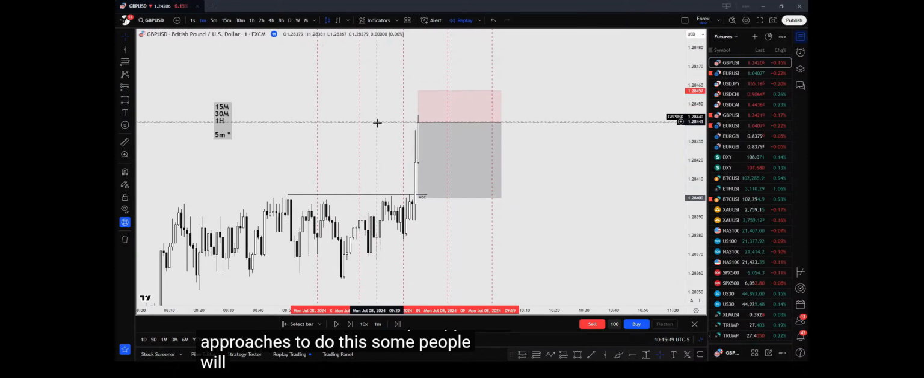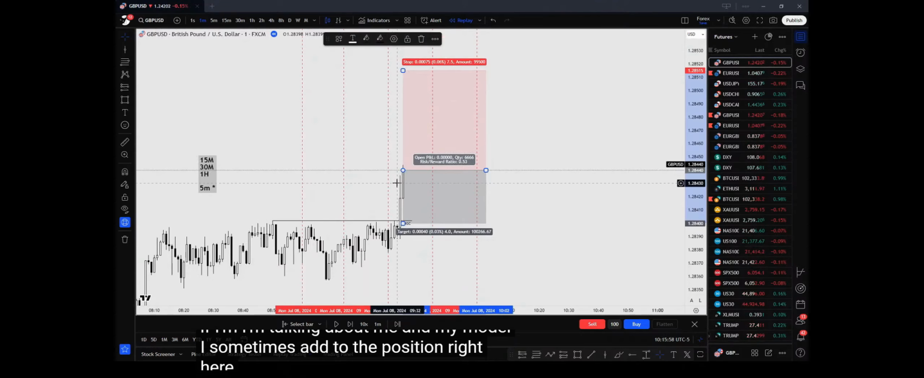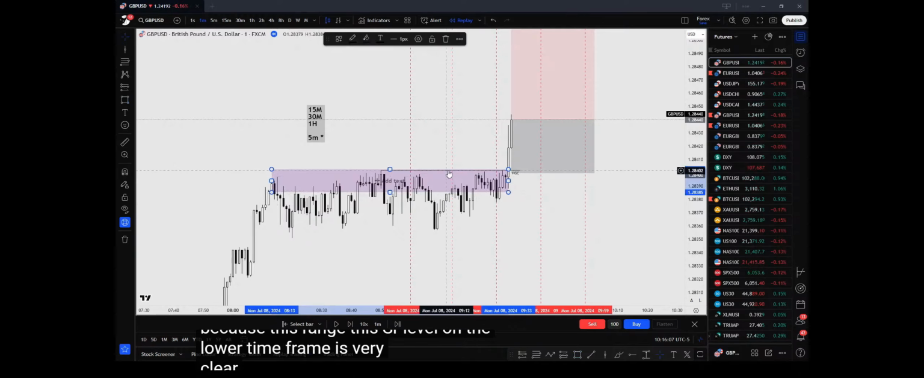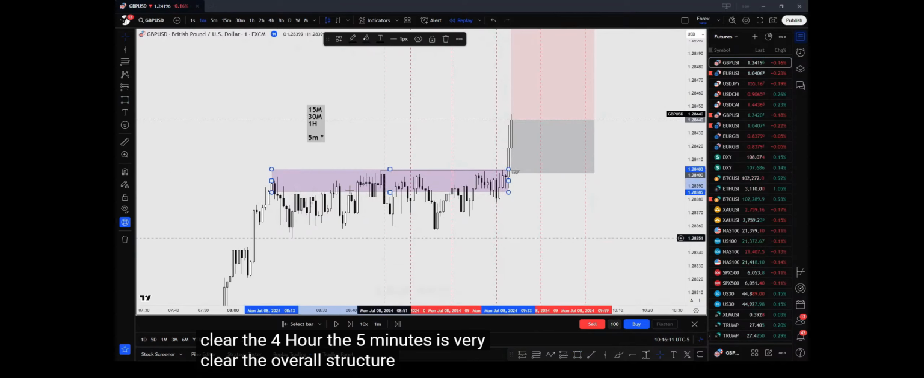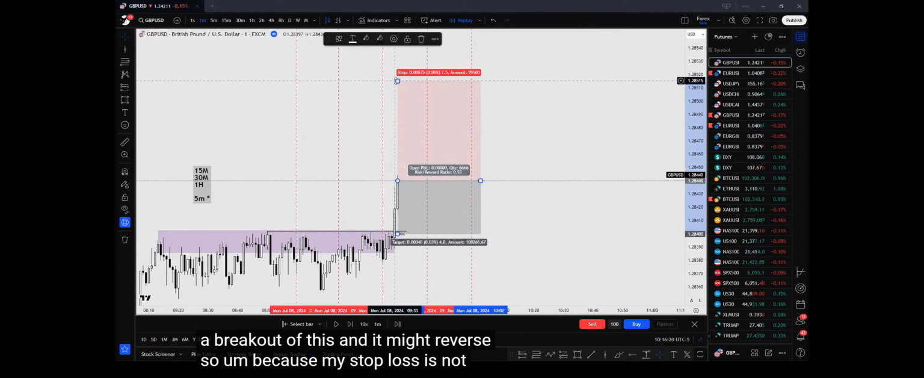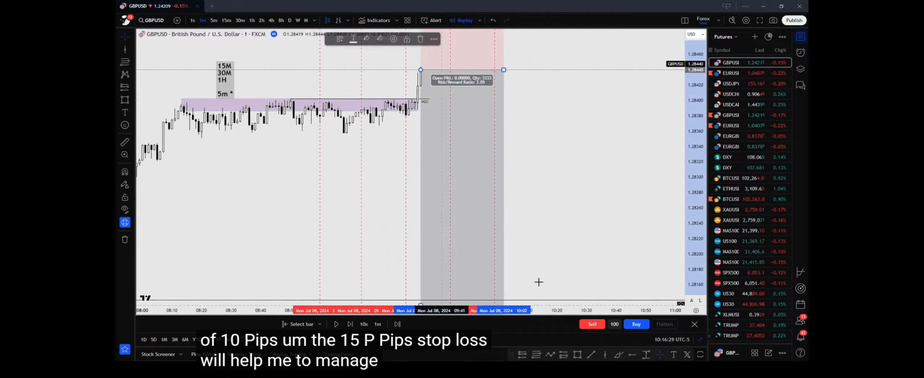There are multiple approaches to do this. In our model, me, if I'm talking about me and my model, I sometimes add the position right here at the close of this 5 minutes, because this range, this SR level on the lower time frame is very clear. The 5 minutes is very clear. The overall structure is very clear, but people have been waiting for a breakout of this, and it might reverse. So, because my stop loss is not like 2 pips, 3 pips, it's usually above 10 pips. The 15 pip stop loss will help me to manage the risk.